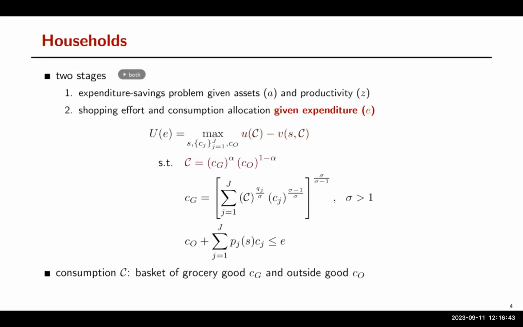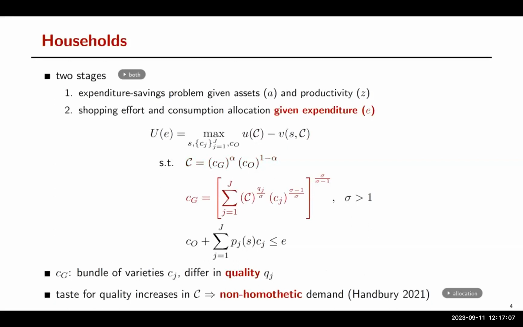The overall consumption bundle is going to be a composite between a grocery good and an outside good. And the grocery good is where the interesting part of the model is going to be. I'm making this distinction because I will use data on a household's grocery purchases. So I'm going to calibrate the share of this grocery good to the size of the data that I have relative to the overall economy, just to give you the intuition for that. Now, the grocery good itself is going to be a composite of different varieties.